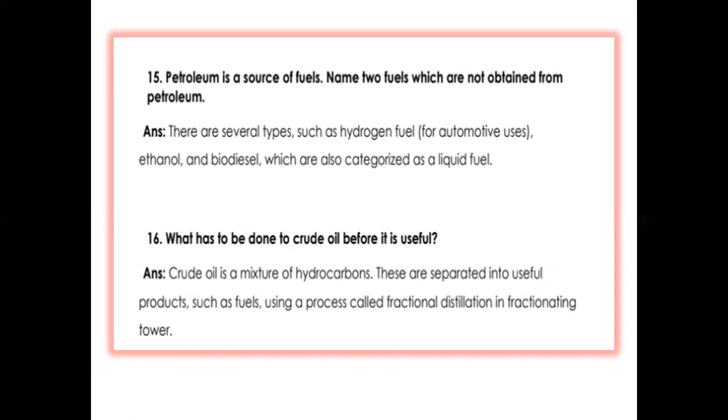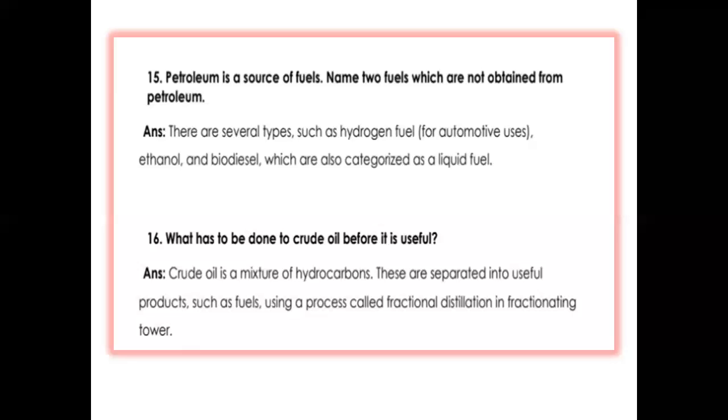There are several types such as hydrogen fuel for automotive uses, ethanol and biodiesel, which are also categorized as liquid fuel. So all these rockets and those experiments are going on the earth with the help of these sources. Then what has to be done to crude oil before it is useful?